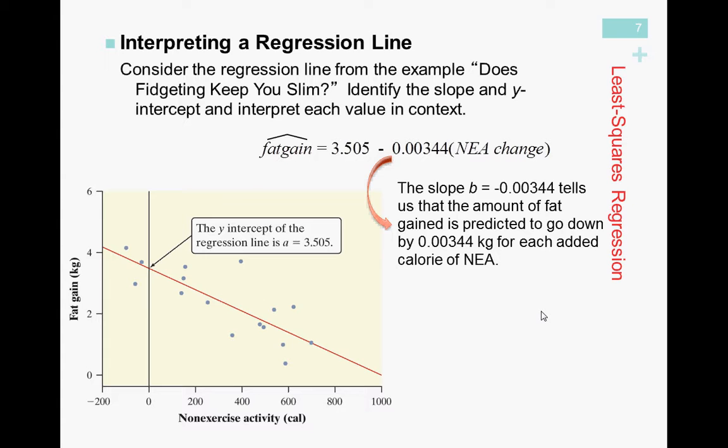So the slope tells us that the amount of fat gained is predicted to go down 0.00344 kilograms for each added calorie of NEA. So again, if we just broaden it, it's how much y is predicted to change, and it is important to say the predicted part, how much y is predicted to change as the x value goes up 1 unit. So in context then, this is how much the amount of fat gained is predicted to change, in this case go down because it's a negative slope, and we put the amount, 0.00344 kilograms, for each calorie, just 1 calorie, of NEA.